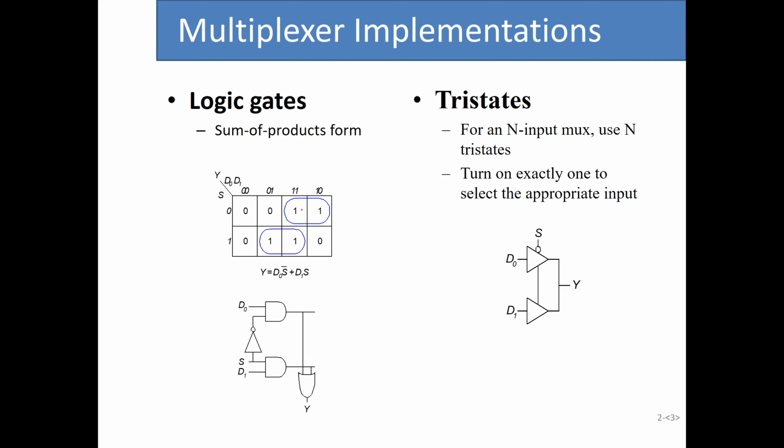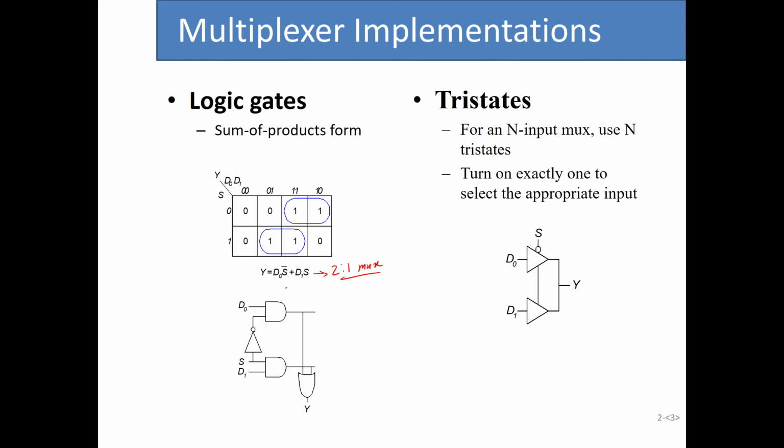And then we write the term, or the implicant, for each one of these circles one by one, and we OR them together. So if we follow these steps from a previous lecture, we come up with this final function that is the equation for a 2-to-1 multiplexer.